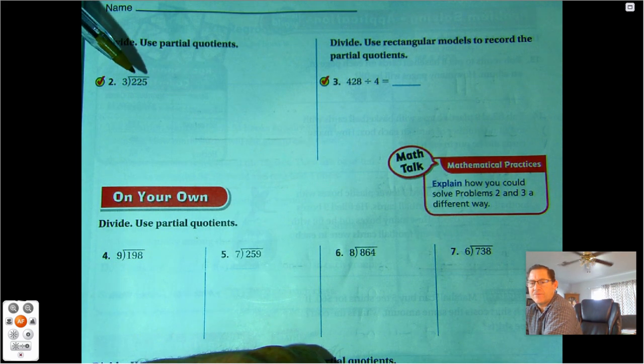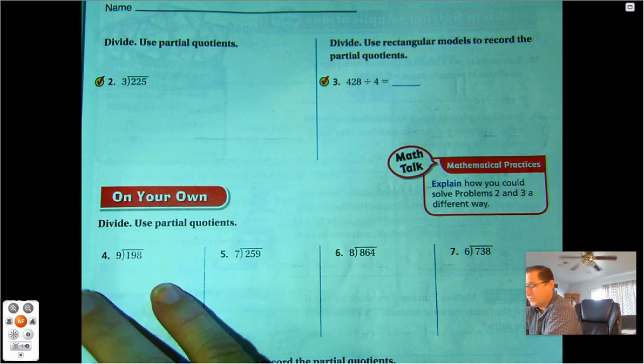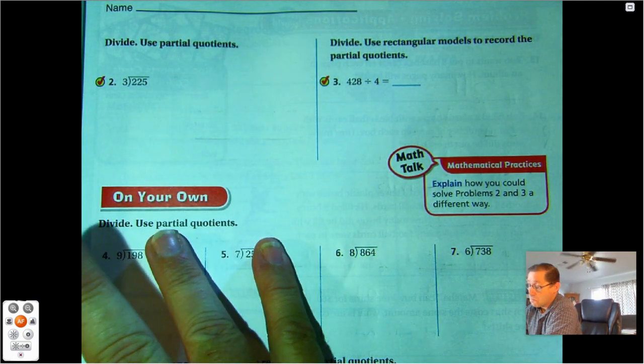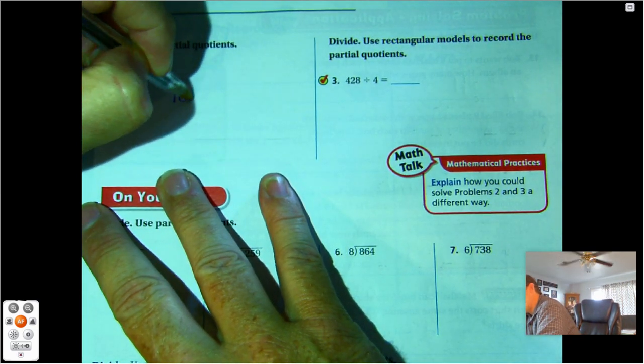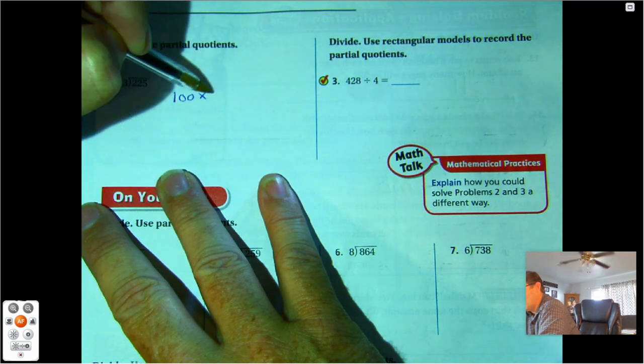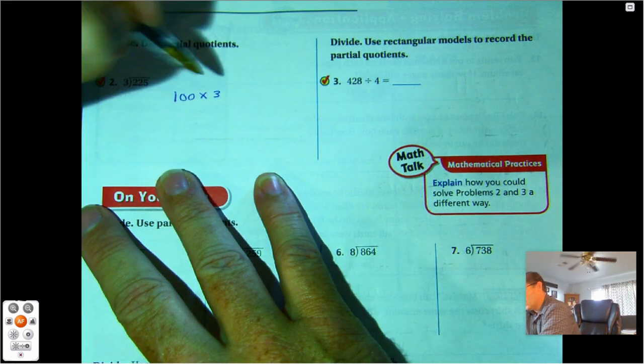40 sets of 3 is 120. 50 sets of 3 is 150. 60 sets of 3 is 180. 70 sets of 3 is 210. Well, let's say we wanted to start with 100 times 3. We can't do that, right? That's 300. That's too many. So we can't start with 100.